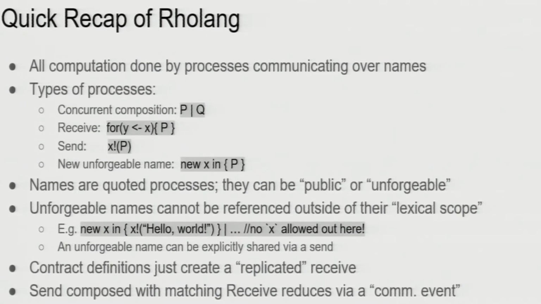Contract definitions are just replicated receives, as in it's a for that sticks around forever. There is a slight difference in the payment model, which Joe will talk about in the next talk, I think. And most importantly, when a send meets a matching receive, they have a comm event that produces the continuation, and this is exactly how Rholang makes computation happen.